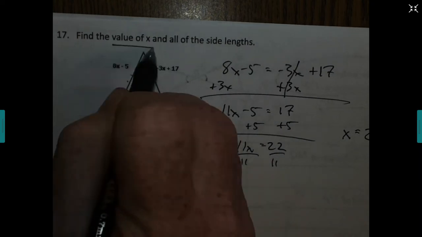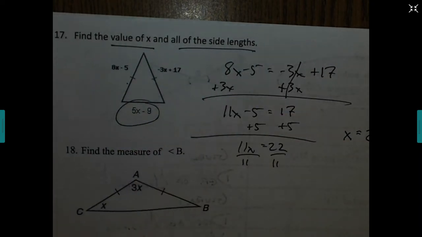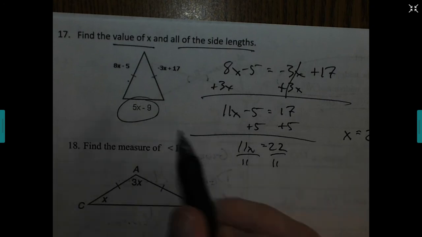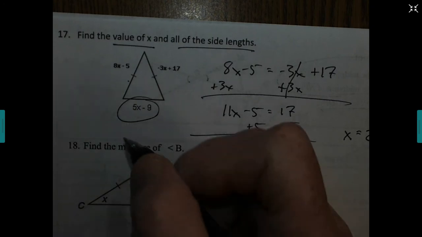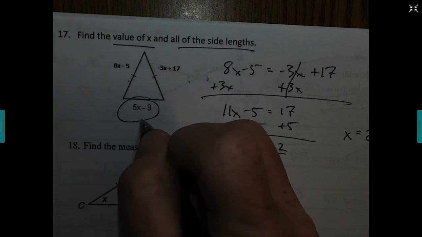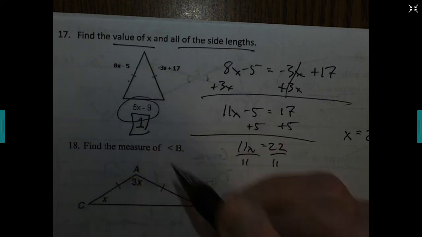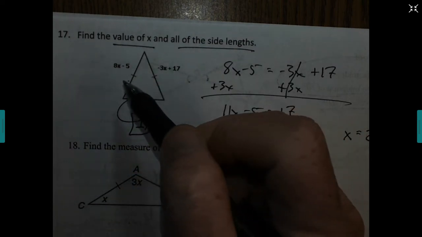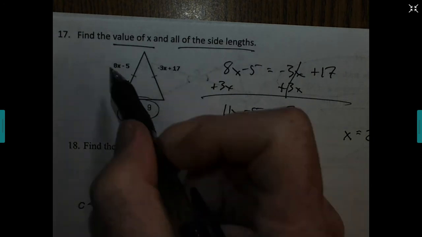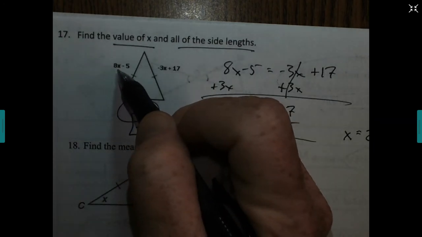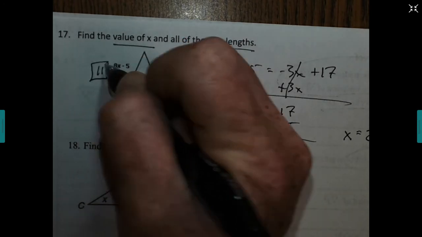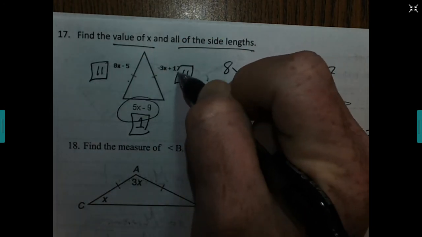They wanted me to find the value of x and all the side lengths. So I'm going to take 2, and I'm going to plug it in. 5 times 2 is 10 minus 9. That means this side measures 1. I know these are the same, so I'll just choose and plug 2 into here. 8 times 2 is 16 minus 5. 16 minus 5 is 11. So my other 2 sides are 11.